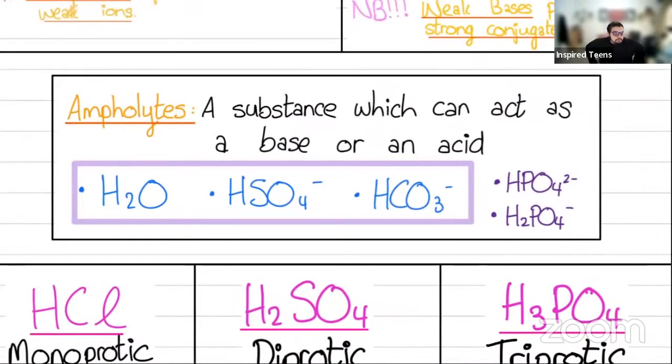Let's have a look at an ampholyte. Let us discuss what an ampholyte is. An ampholyte is a substance which can act as a base or an acid. The main examples are H2O, HSO4 minus, HCO3 minus, and then we also have HPO4 2 minus and H2PO4 minus. So an ampholyte is a substance that can act as a base or an acid.